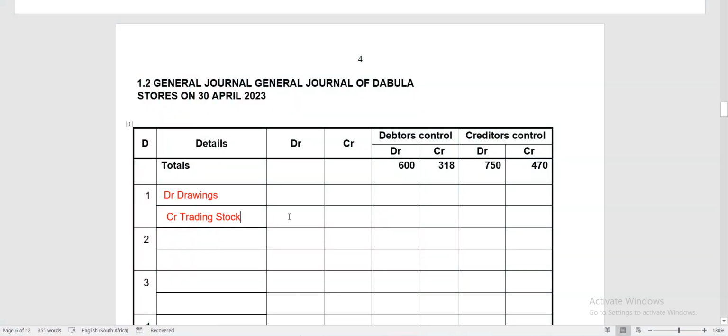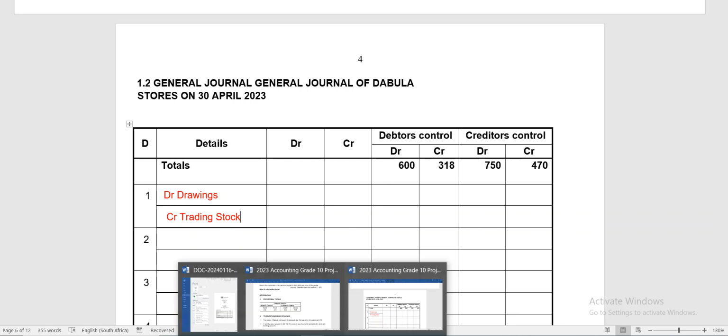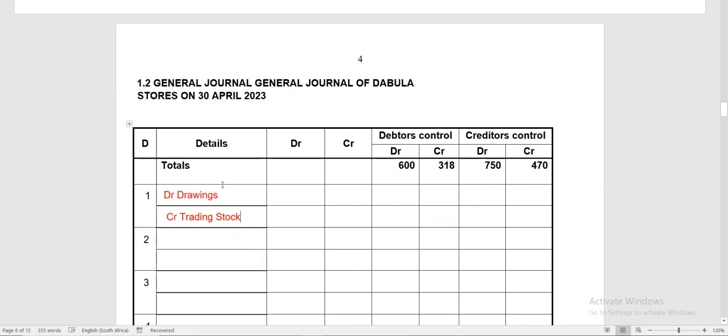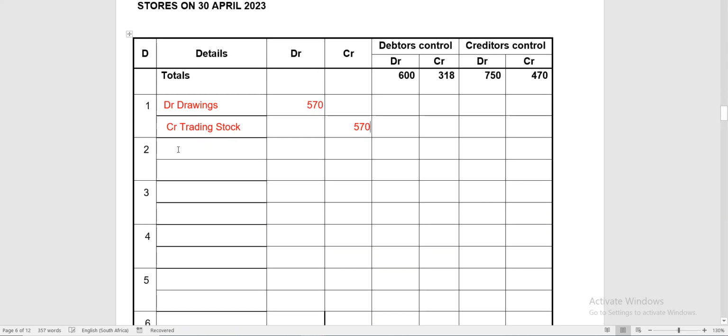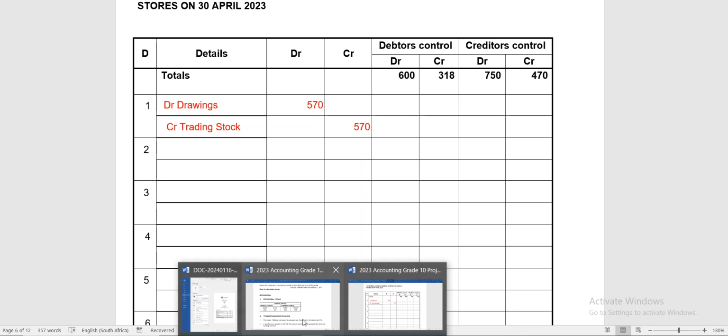Remember, it will not affect debtors control. I think it's 570, so we'll enter that 570 here. And remember, drawings are recorded at the cost price, so we'd have that 570 here, and then also 570 here, and then you are done with that transaction. Okay, so this is how easy this is. And then on the second transaction, let's hear what they're saying.